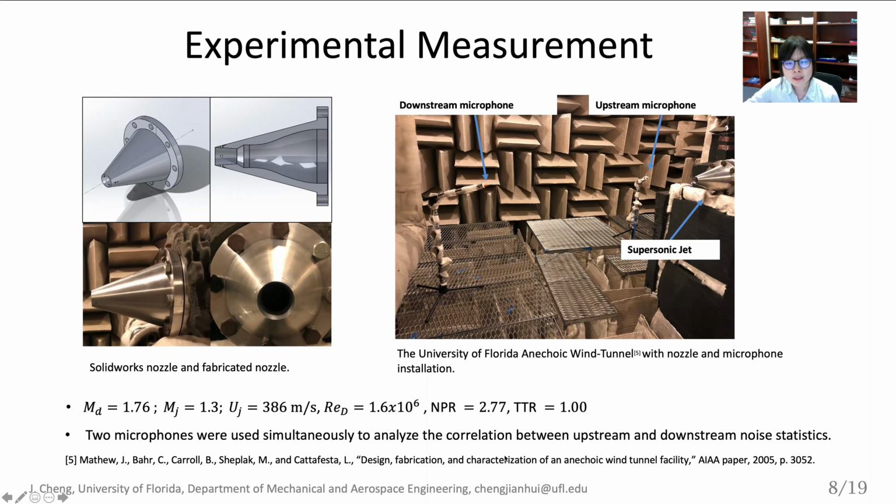The first one is at R/D equals 30, from 150 degrees to 50 degrees with 10 degree intervals. We call this the far field. The second one is at R/D equals 15, from 150 degrees to 50 degrees. We call this the near field. The third one, we used two microphones simultaneously to analyze the correlation between upstream and downstream. We fixed the microphone at 50 degrees at R/D equals 15 and moved the other microphone from 150 degrees to 50 degrees at R/D equals 30.